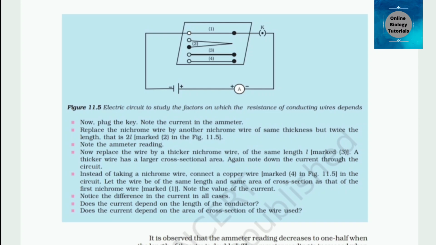Now replace the wire by a thicker nichrome wire of the same length L, marked 3. A thicker wire has a larger cross-sectional area. Again, note down the current through the circuit. Instead of a nichrome wire, connect a copper wire marked 4 in figure 11.5, with the same length and same area of cross-section as that of the first nichrome wire marked 1. Note the value of the current, and notice the difference in the current in all cases. Does the current depend on the length of the conductor? And does the current depend on the area of cross-section of the wire used?